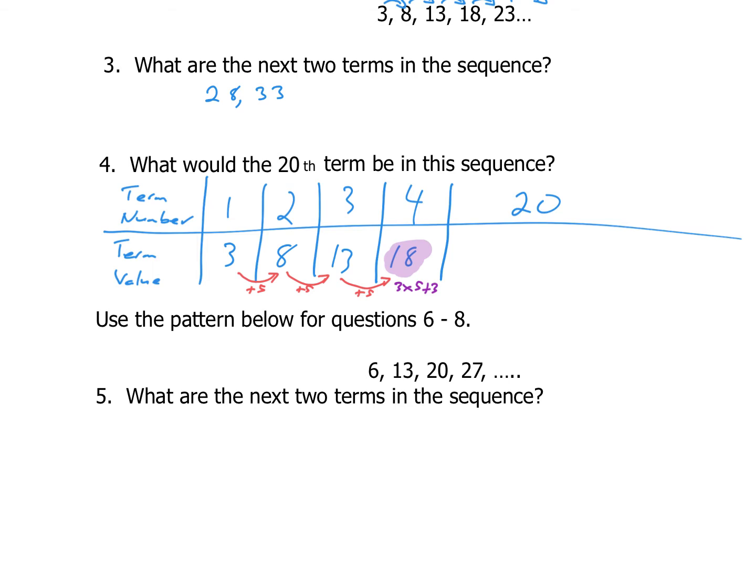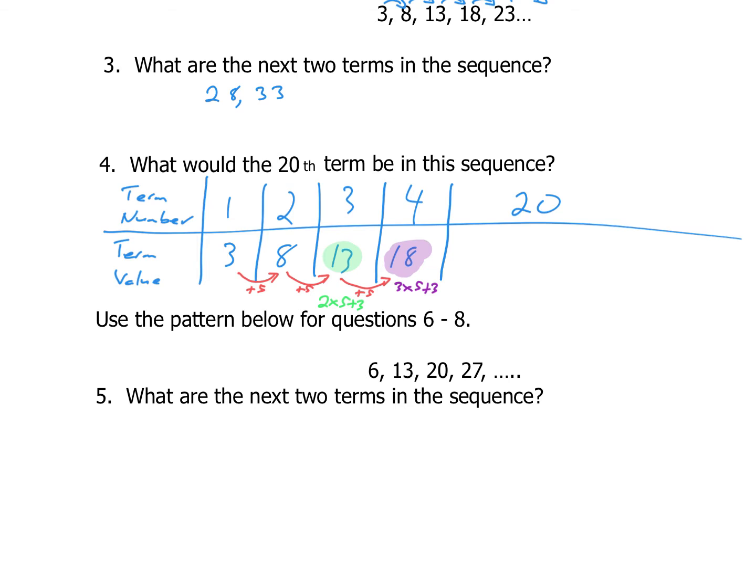Let's see if this same thing works in this case, in the third term. Okay, if we look at this, how many groups of 5 do we have that make up that third term? Well, you can see that we've added 5 twice. That's 2 groups of 5. So that's 2 groups of 5 plus that 3 that we started with. 2 groups of 5 is 10, plus 3 is 13.